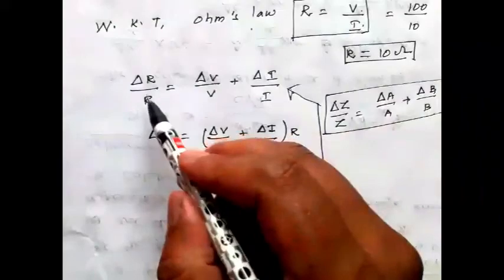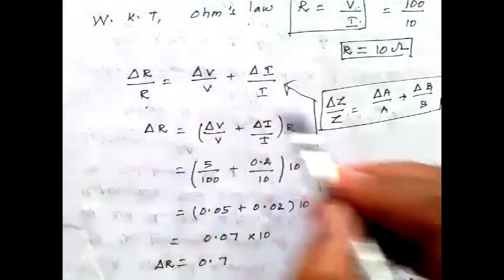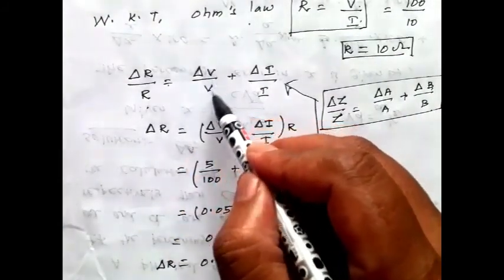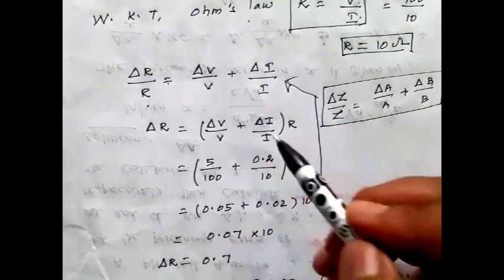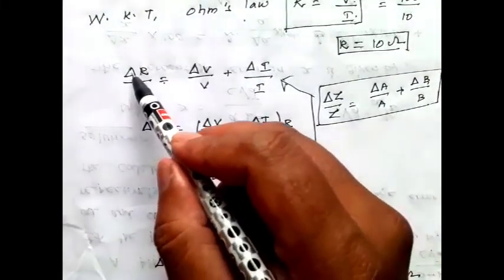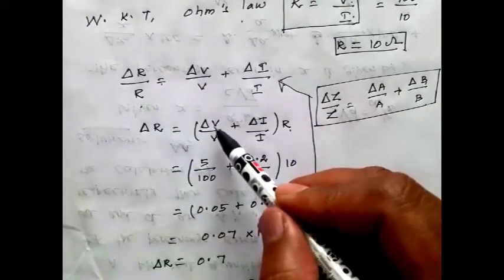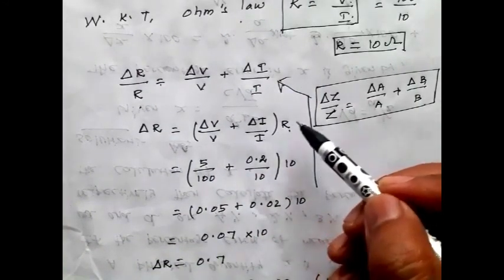Then del R by R is equal to del V by V. Del R by R is equal to del Z by Z, that is equal to del A by A plus del B by B, which is equal to del I by I. So already you know the R value. Here we find the del R value only, so just cross multiply the R value. It will become del V by V plus del I by I, into R.